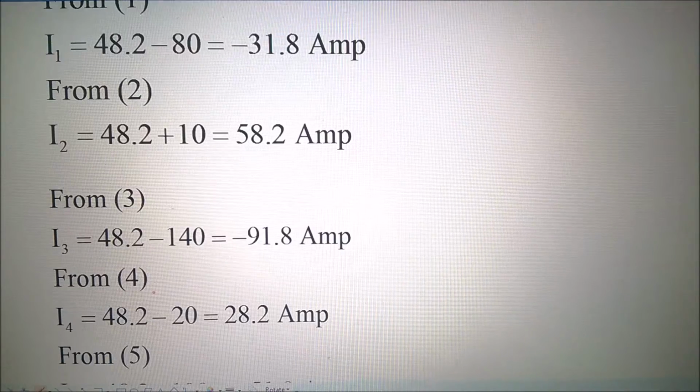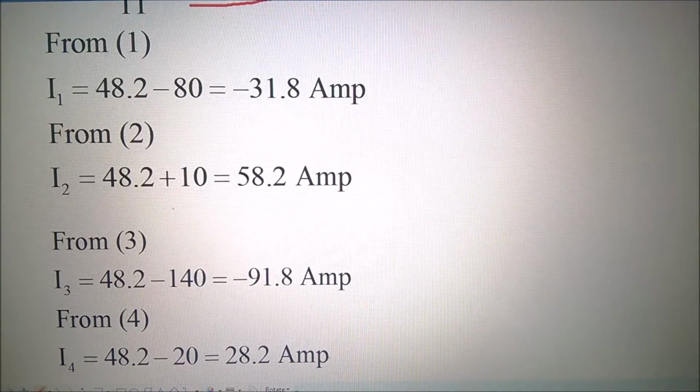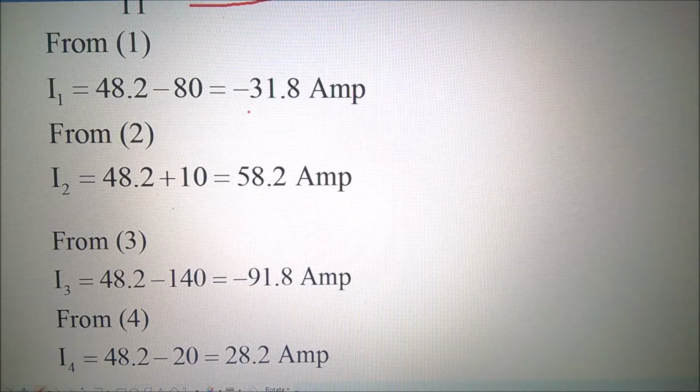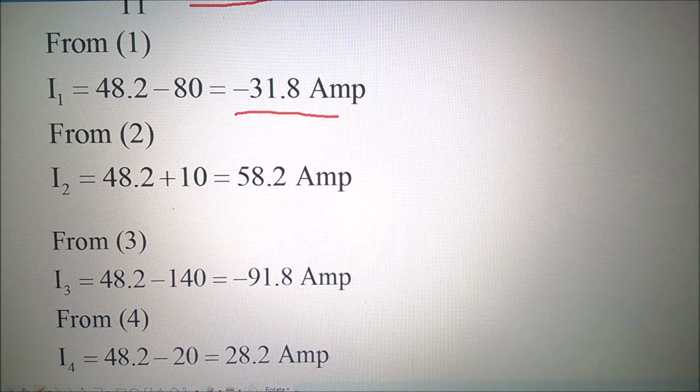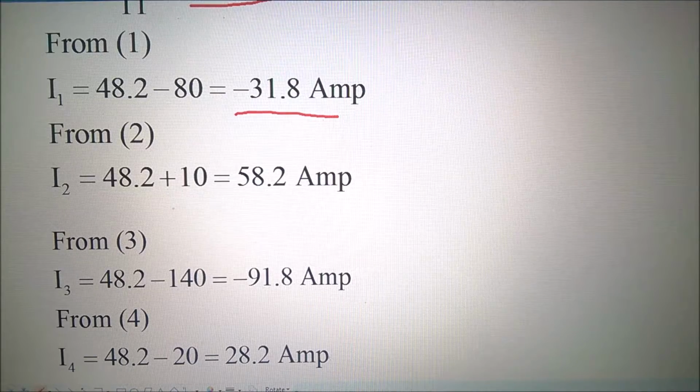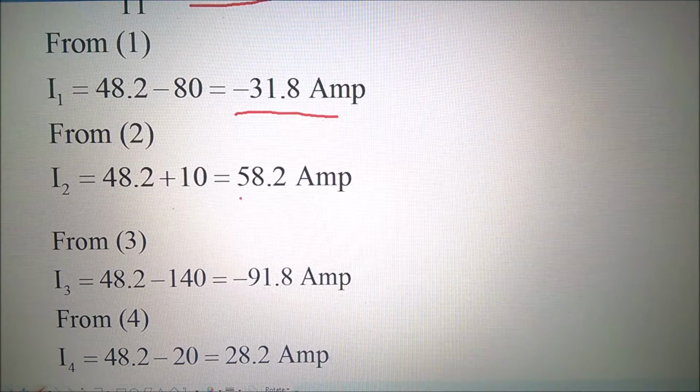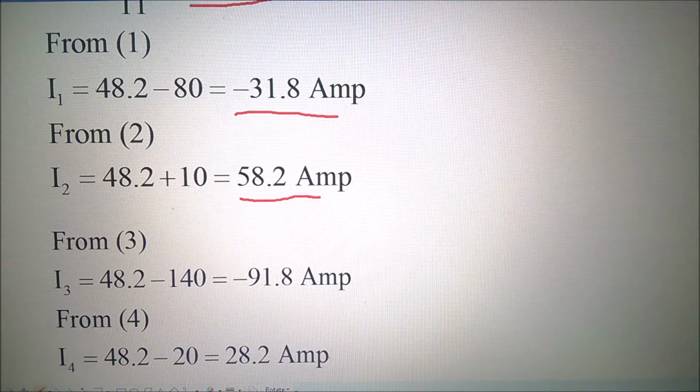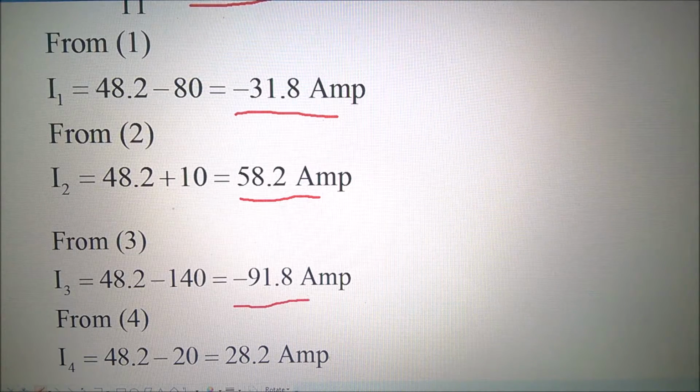One thing to be mentioned here is that we are getting I1 as negative. It means that the actual current flows in the opposite direction to whatever direction I have chosen, but the magnitude remains the same. Here I2 is positive, therefore the actual current is flowing in the same direction as chosen, and the magnitude is the same. Here it is minus 91.8, therefore the direction is opposite, but the magnitude is the same.